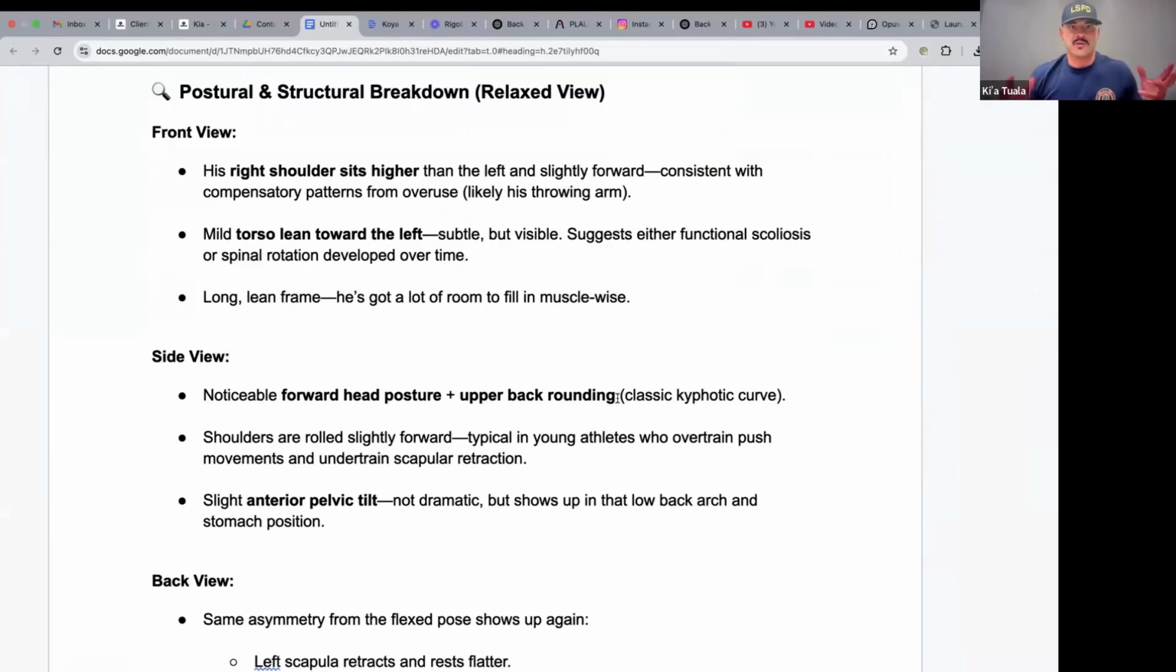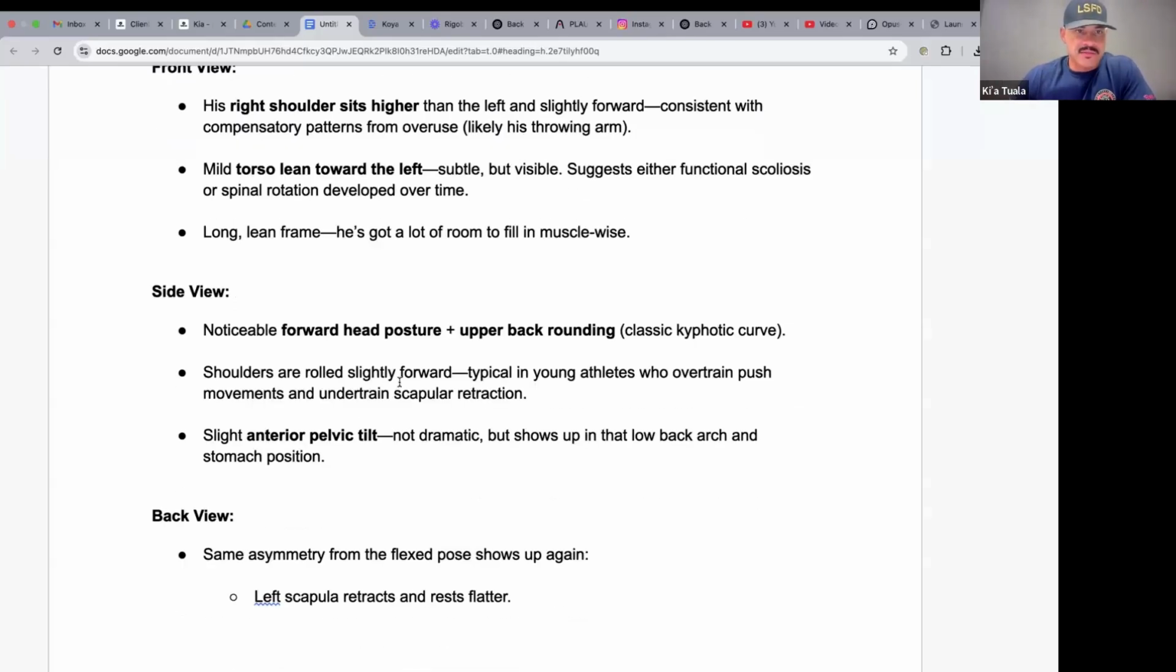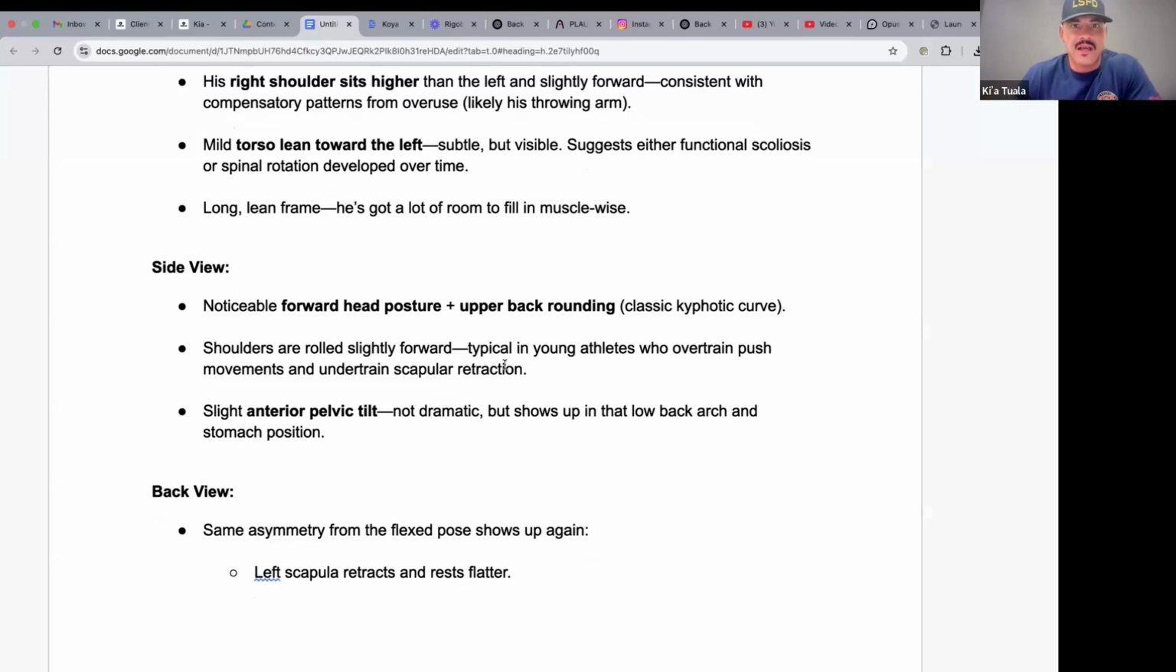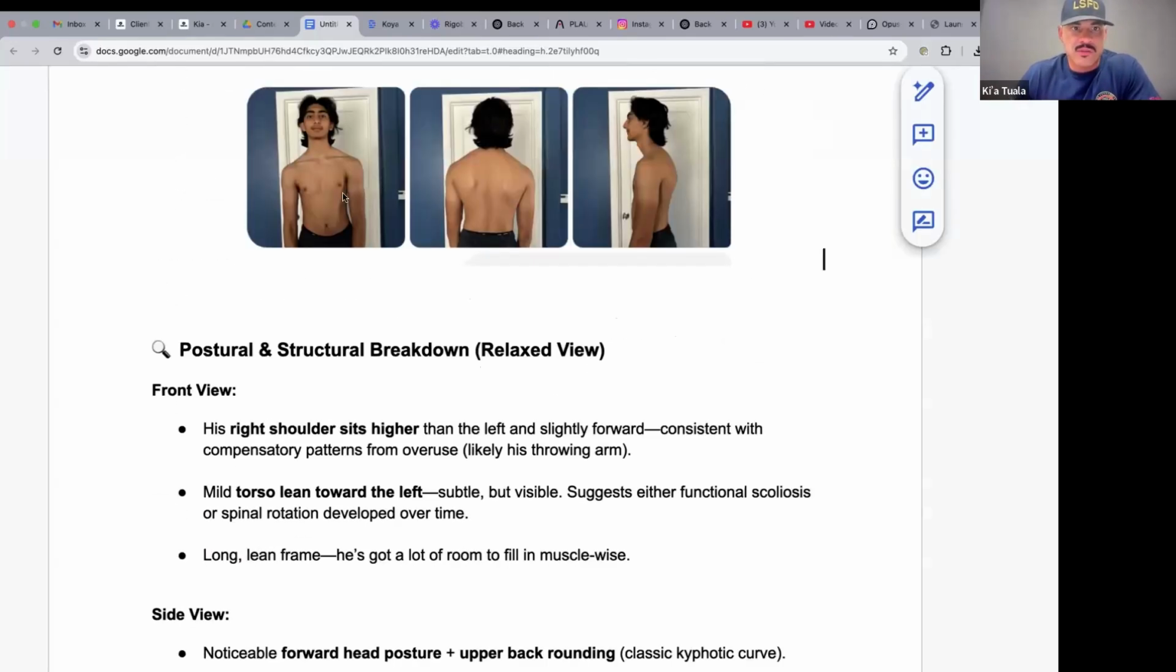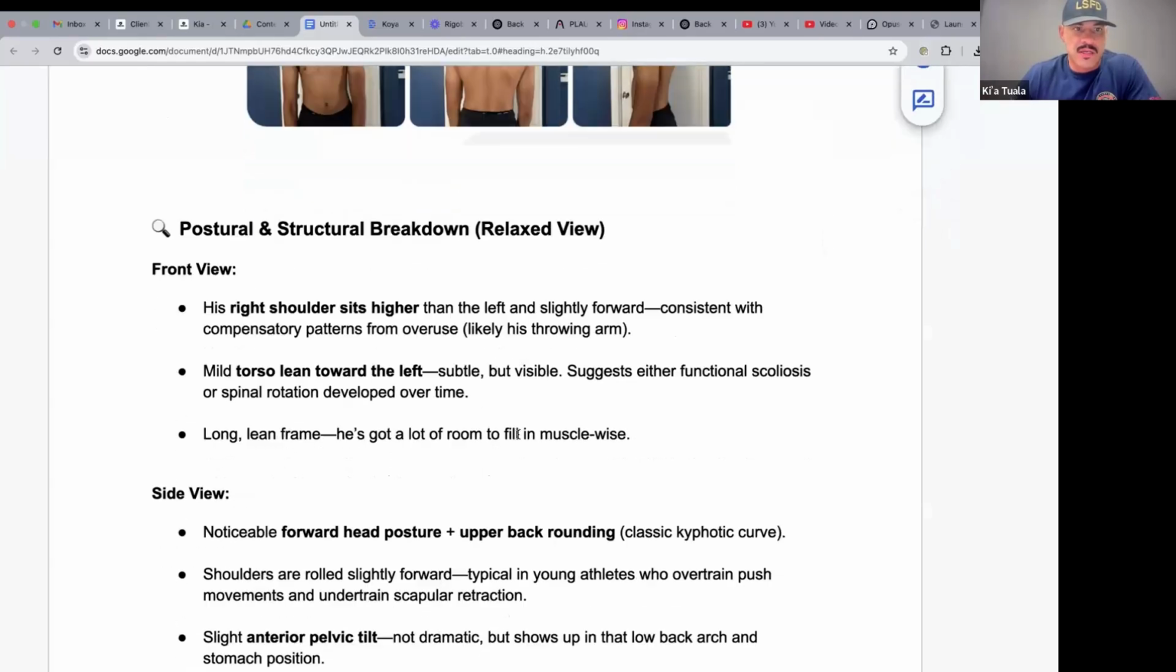From the front view, his shoulder sits higher on that right side than the left, and it's slightly forward. It's consistent with the compensatory patterns we talked about from overuse, likely from the baseball days. Given his age during those developmental times, that's where probably some of these visuals are coming from. Must have been throwing really hard from that side.